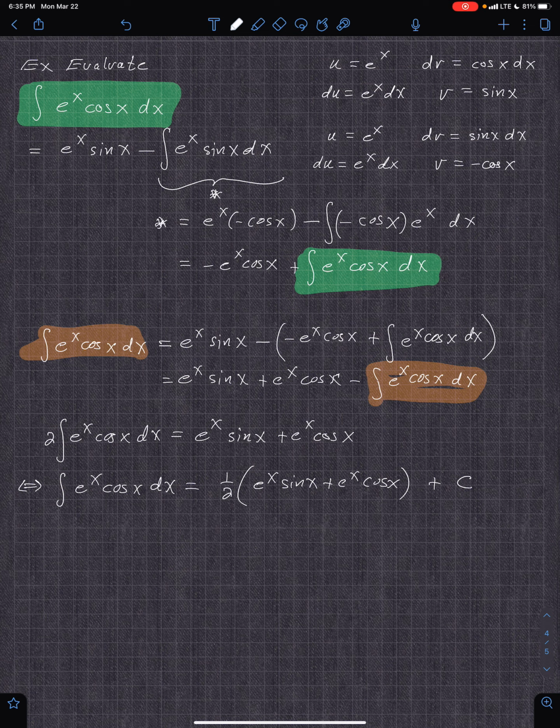It's a little strange, right? I mean, you're not explicitly solving for it, but it has to be true the way we get this back. So it's like repetitive, and you get this back, and then you solve for it. So this integral equals this.